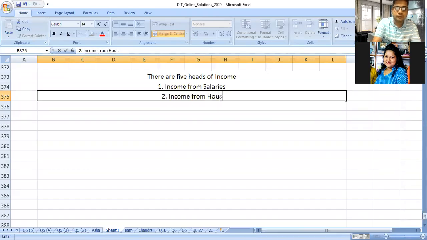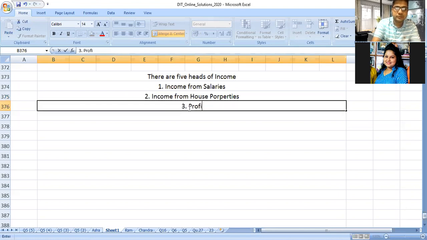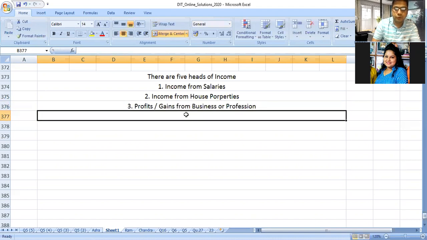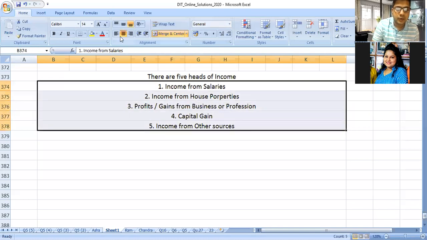House, then third head, that is profits or gains from business or profession. Fourth head is capital gain, and fifth head is income from other sources. These are the total five heads of income under Income Tax Act.